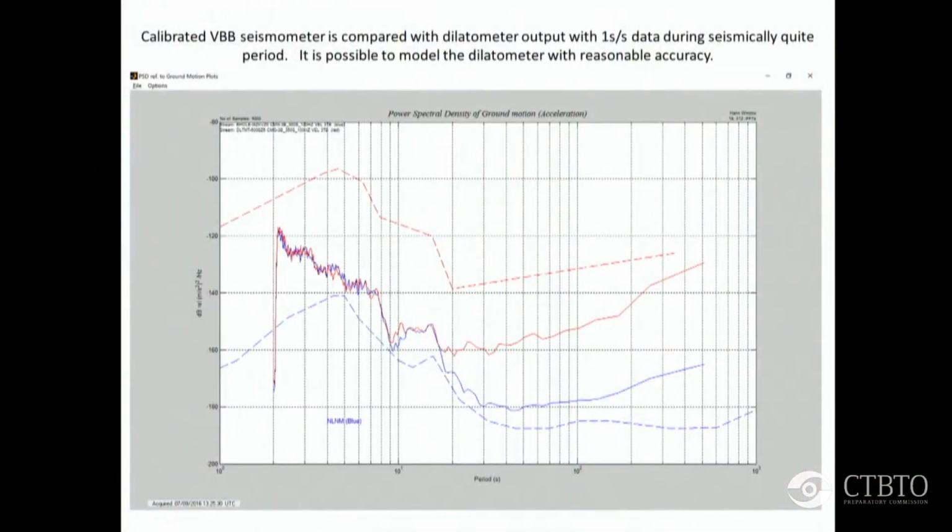But if we look at it in a little more detail on the long period side, again comparing the dilatometer to the vertical instrument, the comparison at the microseismic region, 6-second period, up to 20, 30 seconds is quite remarkable.